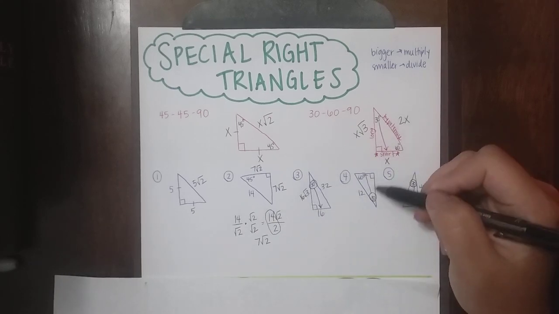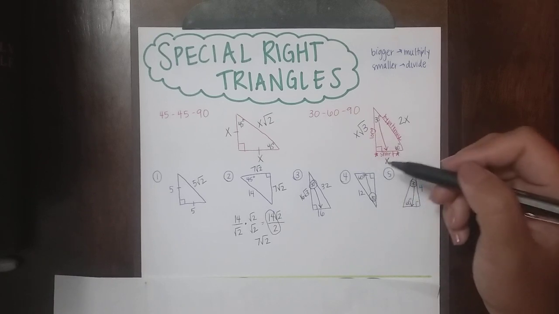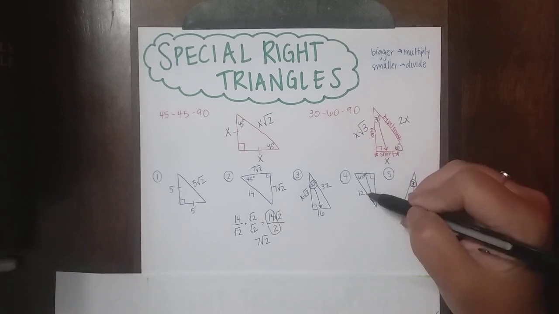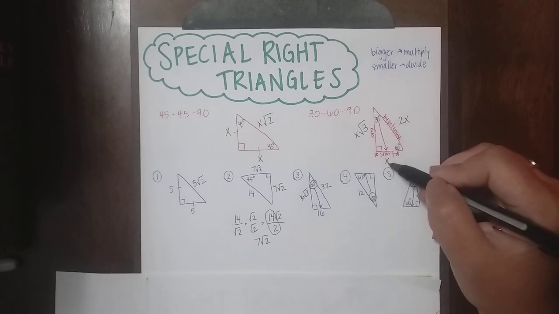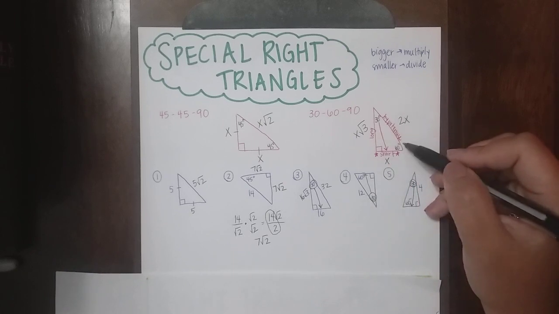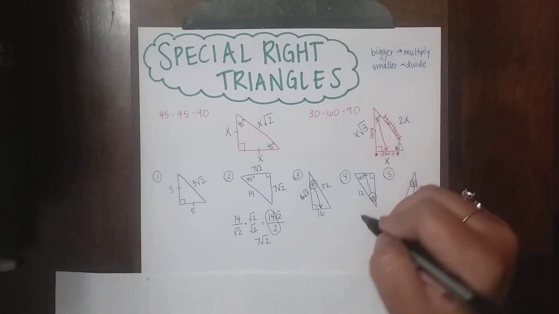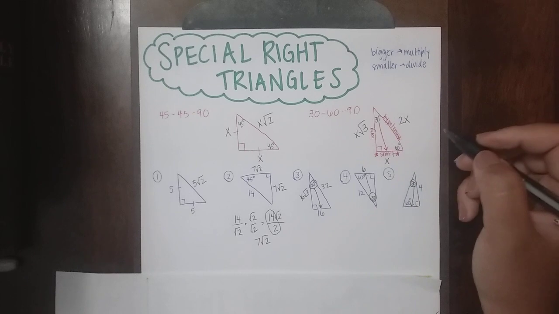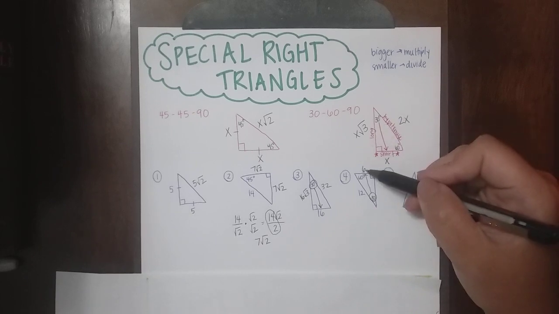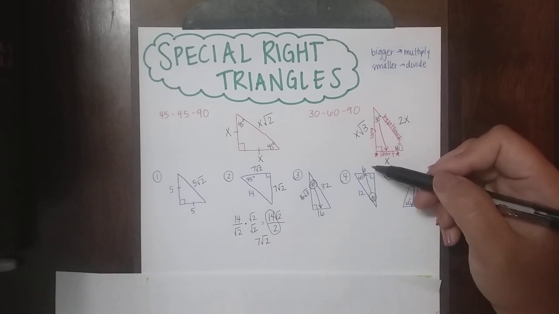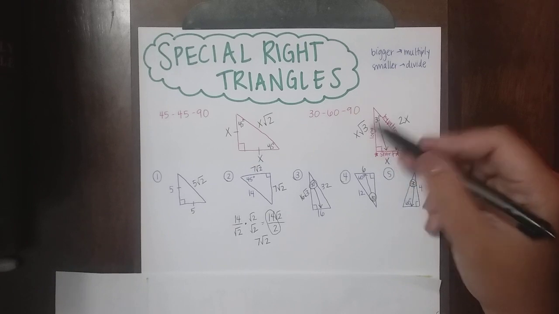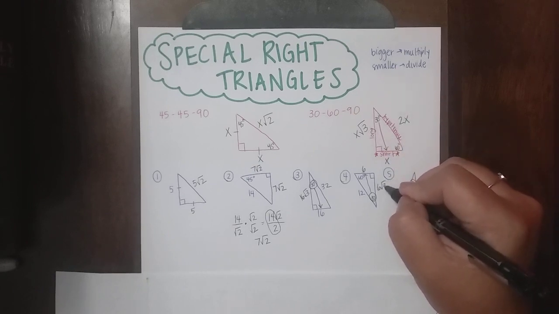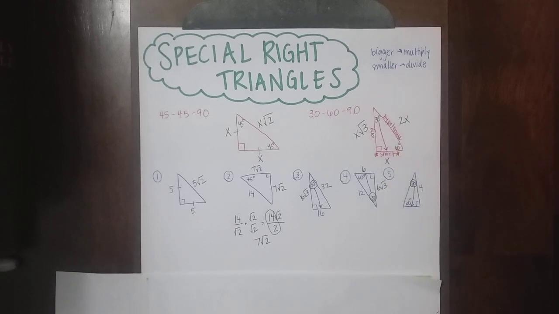For number 4, I'm not given the short leg. So that's the first thing I have to find. What I'm given is my hypotenuse. So if I want to go from 2x to x, I got to get rid of that 2. So I'm going to divide by 2. So my short leg ends up being 12 divided by 2, which is 6. And then once I have my short leg, all I have to do is multiply. So I'm going to take my short leg times root 3 to get the long leg.